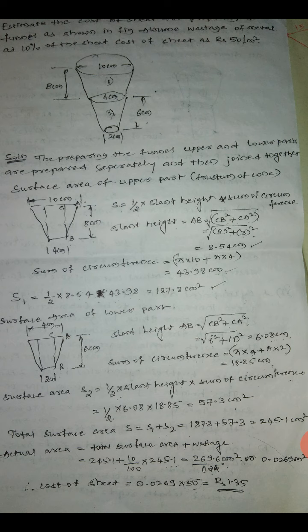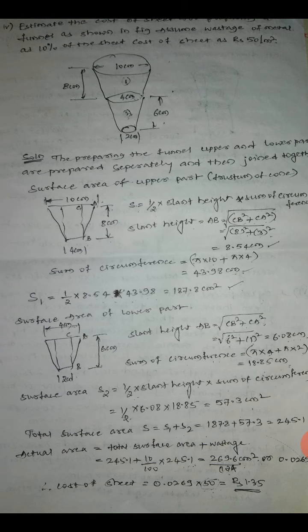The total surface area of the sheet required, S, is equal to S1 plus S2, that is the surface area of the upper part plus the lower part, that is 187.8 plus 57.3, that is 245.1 centimeter square. The actual area is the total surface area plus wastage. Wastage is taken as 10%, that is 10 by 100 into 245.1, so the total sheet required is 269.6 centimeter square, or you can say 0.02969 meter square. The cost of the sheet is 50 rupees per meter square, so the total cost of the sheet is Rs 1.35.